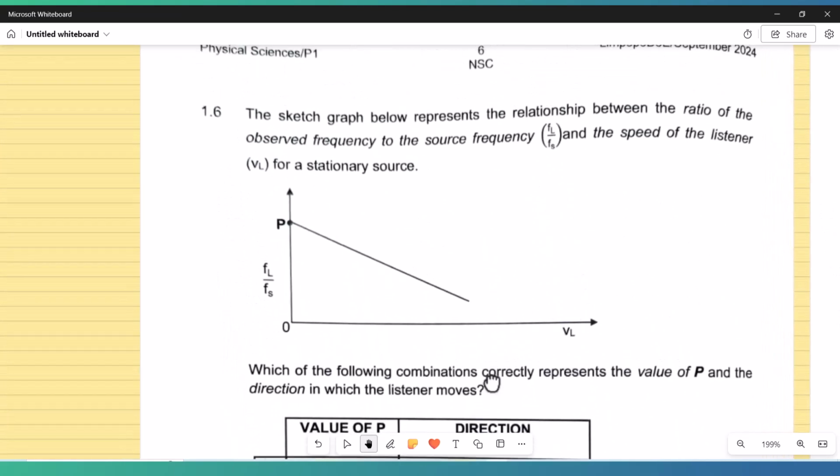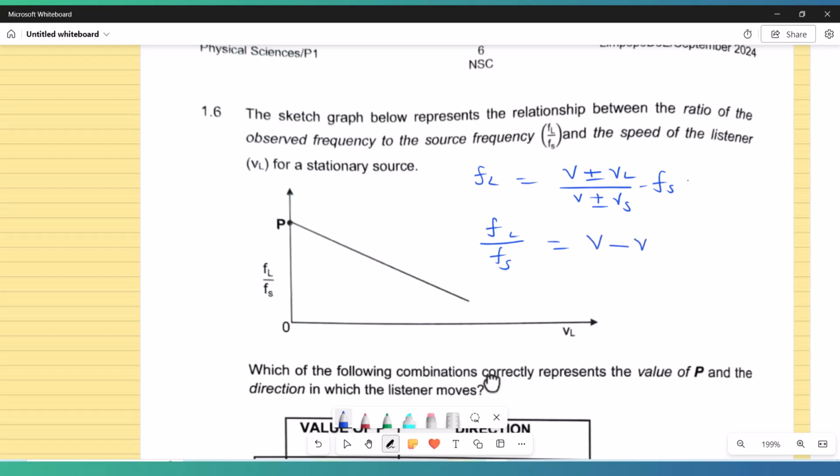Now if you check what we have here, we have f listener divided by f source, but what do we know from our theory? We know that from the Doppler effect, which I think you guys know, our f listener is given by v plus or minus v listener, divided by v plus or minus v source, times frequency of the source. So in this case, because I've got f listener, I have to divide by f source. It means f listener divided by f source equals that. Now because there is a decrease here, because of this decreasing gradient, decreasing line, it means I'm supposed to subtract on top. I'm going to say v minus v listener, divided by v plus v source.